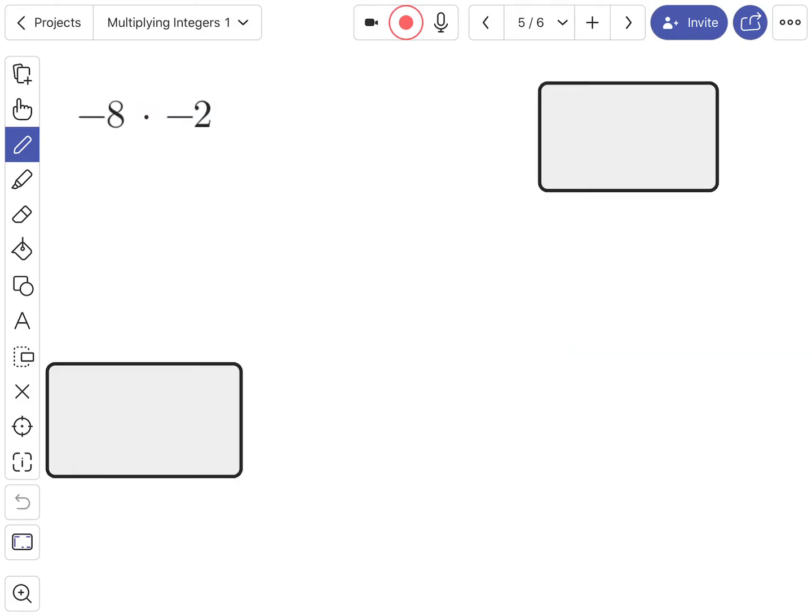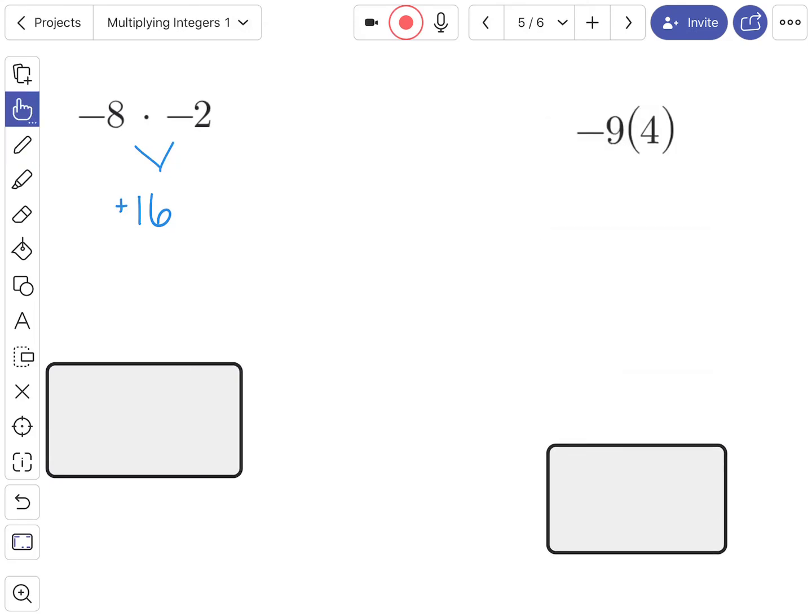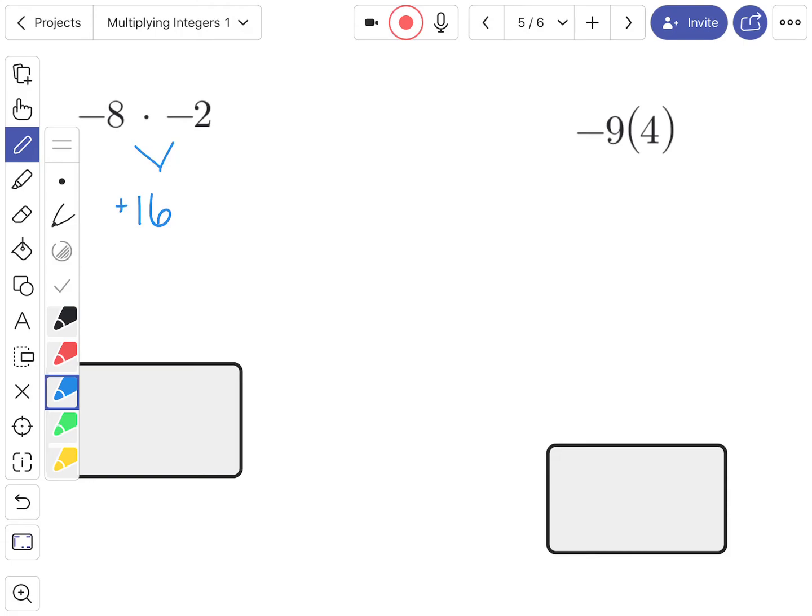For the next one, a negative 8 times negative 2, well, a negative times a negative is a positive, so it's positive 16. Again, the plus sign is not necessary. Now, it doesn't matter which number is negative, but this time the first number is negative and the second number is positive, so no matter what, our answer is negative. 9 times 4 is 36.